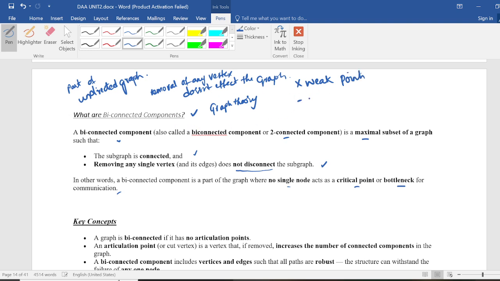Weak points are also called cut vertices or articulation points. So a bi-connected component does not have any weak points like cut vertices or articulation points that would break the graph into pieces if removed. This is the concept of bi-connected components.